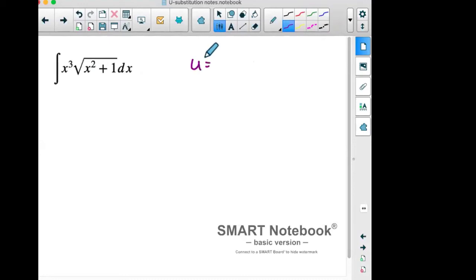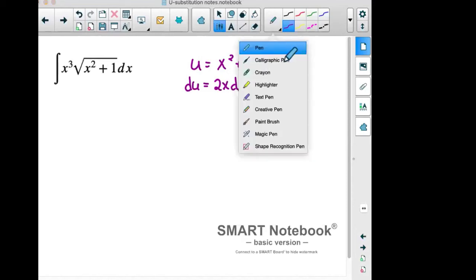What is our inside function? X squared plus 1. Excellent. Okay, and what is the derivative of that? 2x dx.